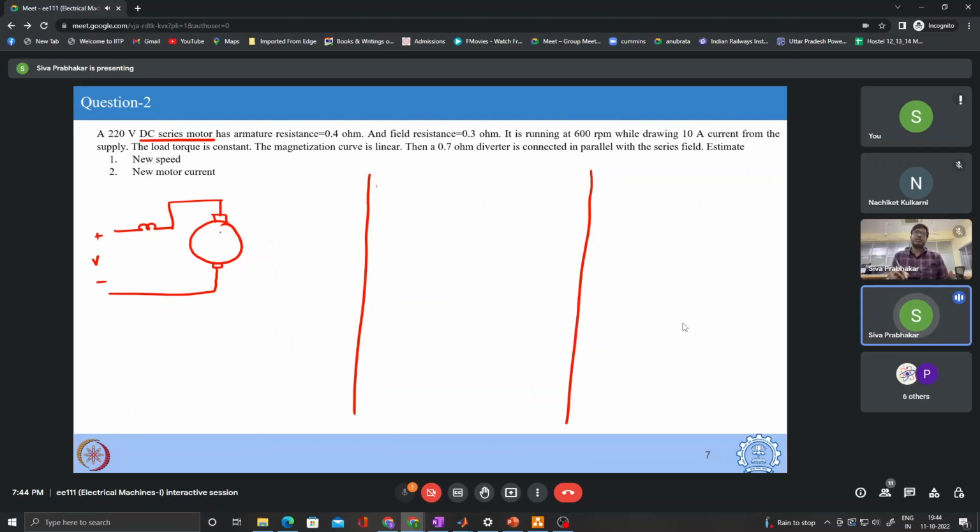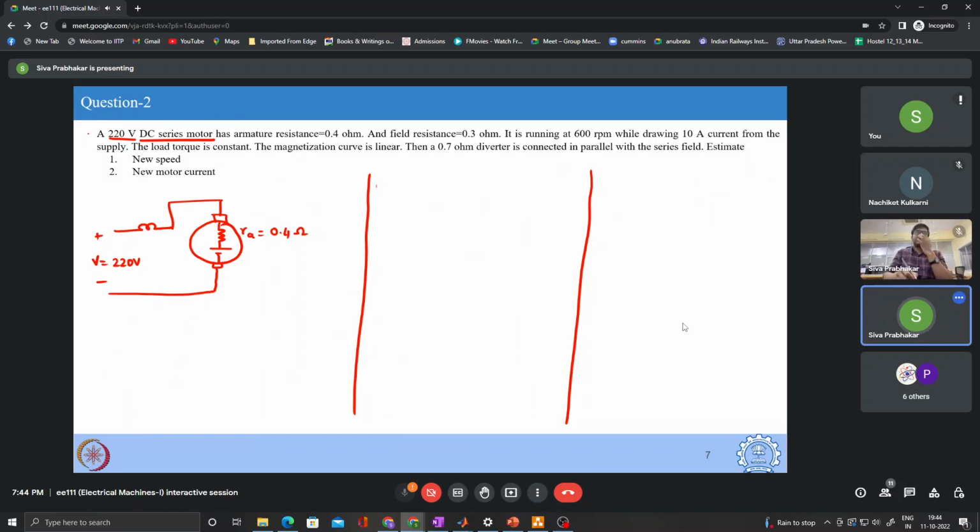So you will get more or less an idea regarding the question, and the remaining will be a basic circuit level question. The main thing is to draw the circuit initially and to identify the different things given to you. It is a 220 volt DC series motor. So V is given to you as 220 volt. And in this question, they have provided us with the armature resistance. So Ra is given to you as 0.4 ohm.